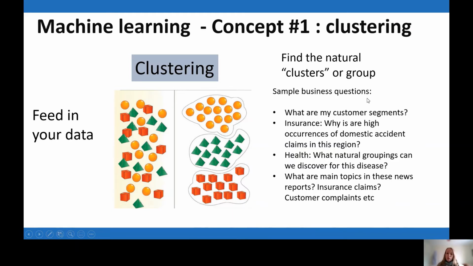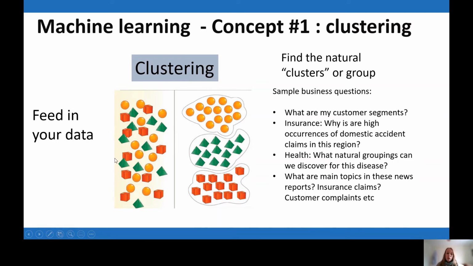So now this becomes really powerful, because once you put it through that process, you can start to answer sample business questions. And these are all ones that we've taken from our own projects, such as, if it's customer service data, what are my natural customer segments? Am I discovering segmentation I didn't know existed before? Insurance claims. Why is there clustering around high occurrences of domestic accidents in particular regions, for example? Health. What are the natural groupings that we can discover for a disease?